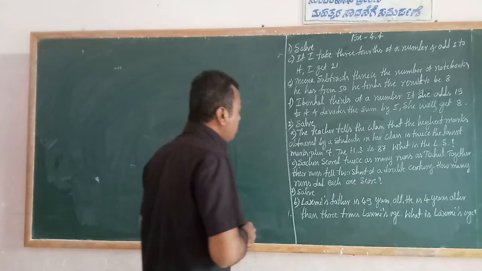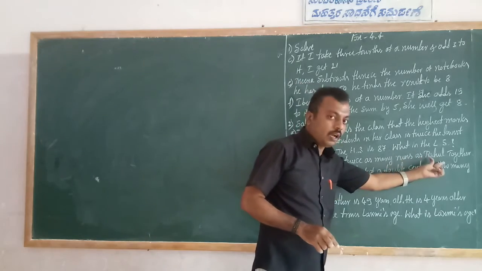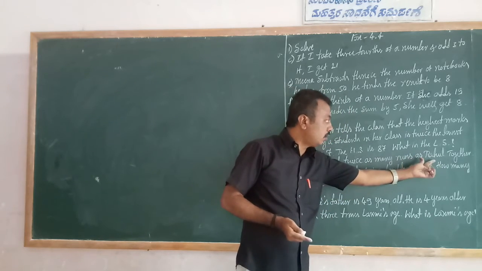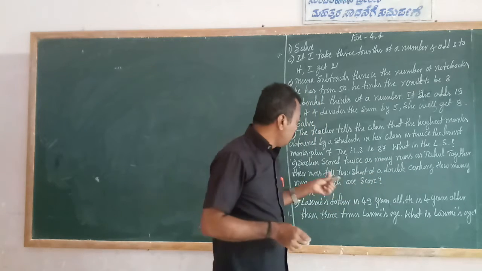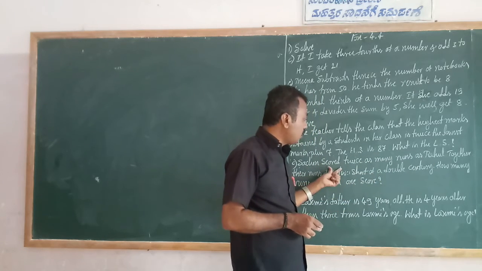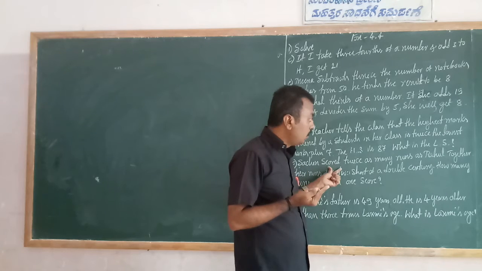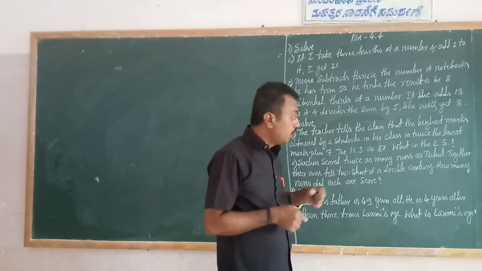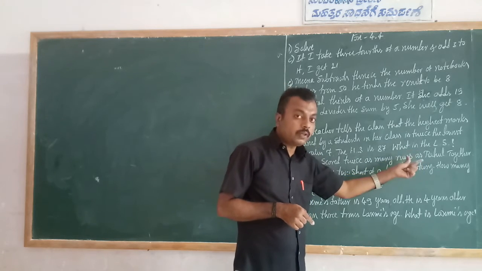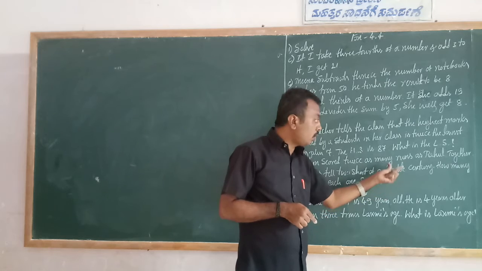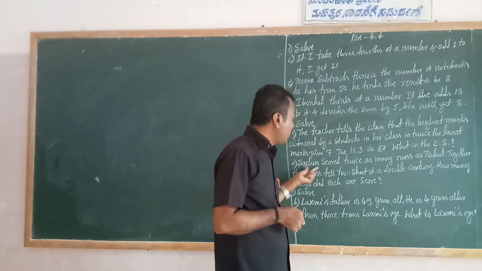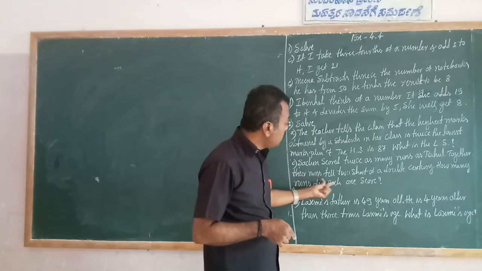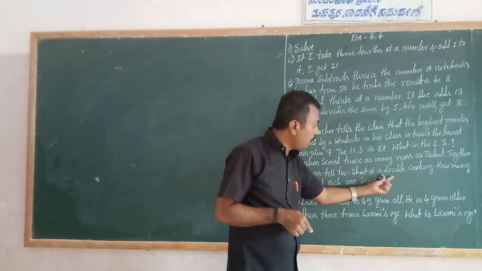scored twice as many runs as Rahul. Sachin scores double of Rahul. For example, if Rahul scored 50 runs, what would Sachin's score be? Sachin's score would be 100. Suppose Rahul's score is 25, so Sachin scored 50, like that. I don't know the score of Rahul, so we can take it as: let the score of Rahul be x and the score of Sachin be 2x, and together their runs are 10 short of a double century.